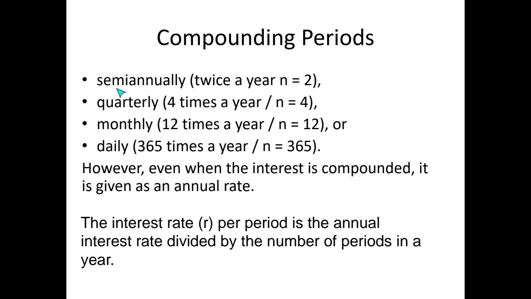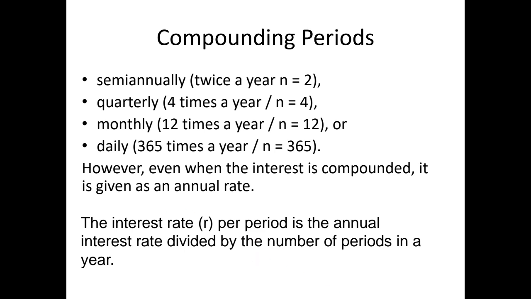If it's compounded semi-annually, then n would be 2. If it's compounded quarterly, then n would be equal to 4. Monthly, you would use 12. 365 would be daily. In some textbooks, instead of 365, you might have 360, so the book will let you know. Some textbooks give you some holiday time in there, but for the most part, the textbook will let you know what to use for daily.